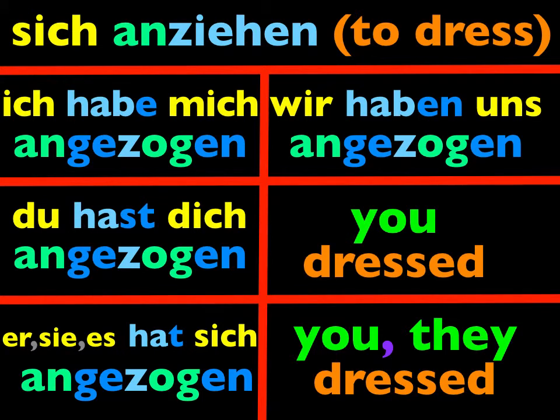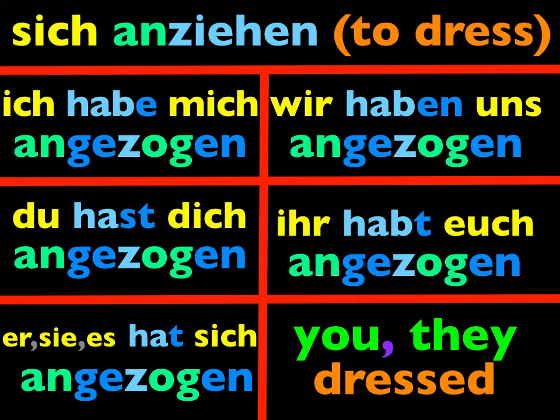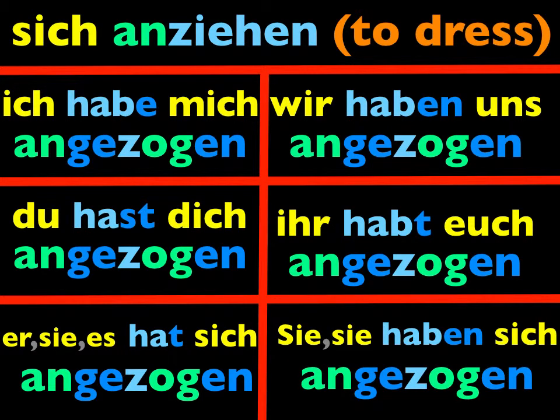Wir haben uns angezogen. Ihr habt euch angezogen. Sie haben sich angezogen. So anziehen is a strong verb as well. The past participle ends in en and has an irregularity in it as well, as you see with that o and g in it. Good.